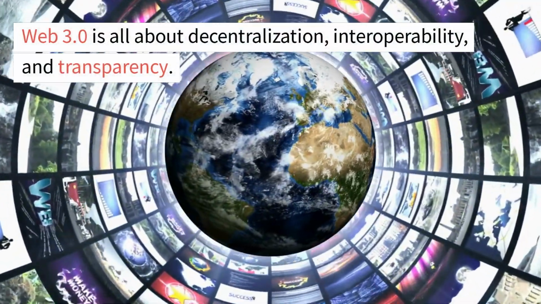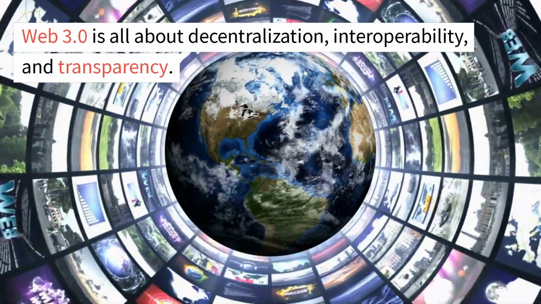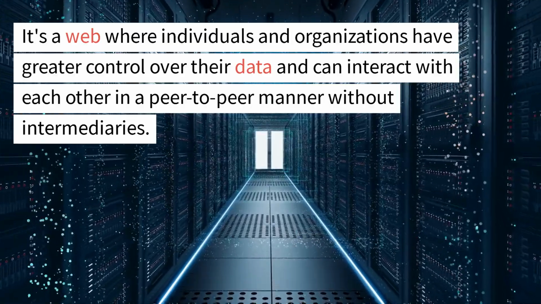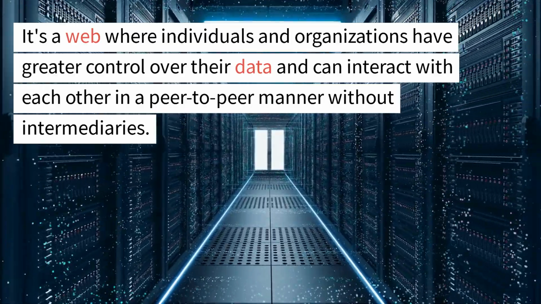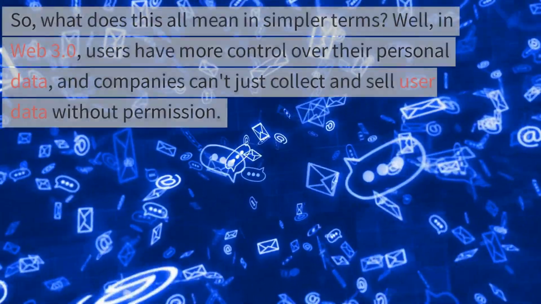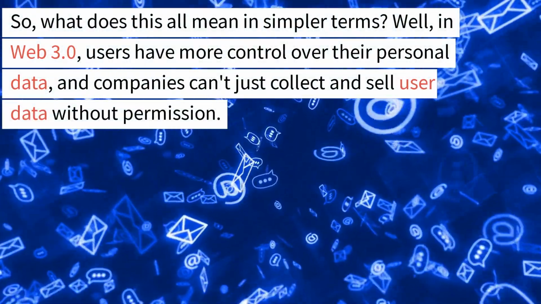Web 3.0 is all about decentralization, interoperability, and transparency. It's a web where individuals and organizations have greater control over their data and can interact with each other in a peer-to-peer manner without intermediaries. So, what does this all mean in simpler terms?